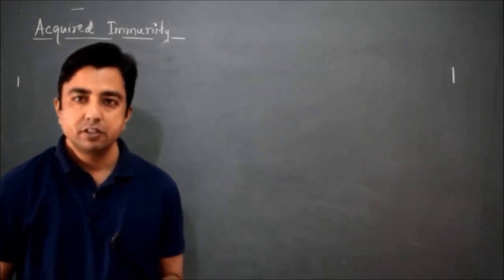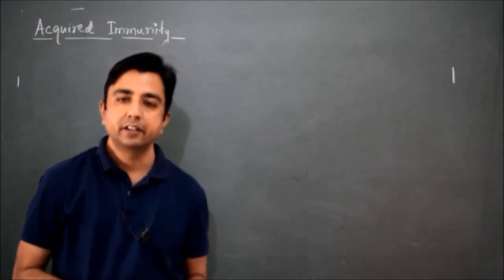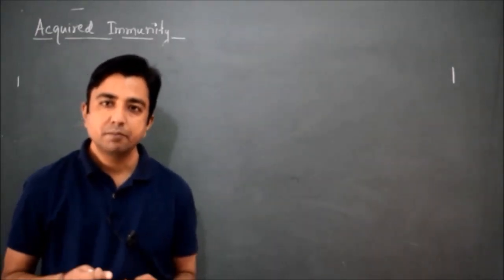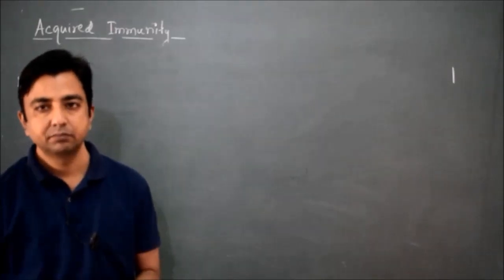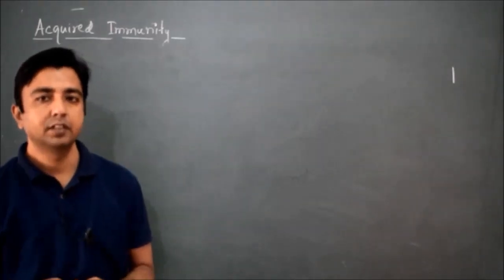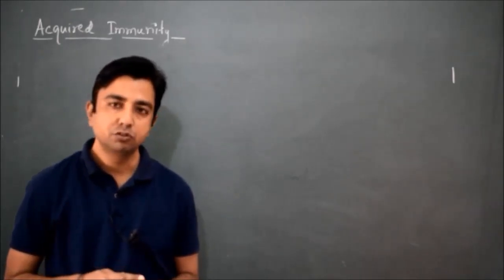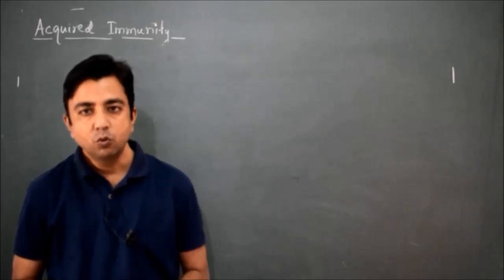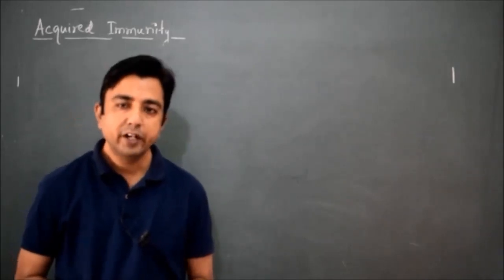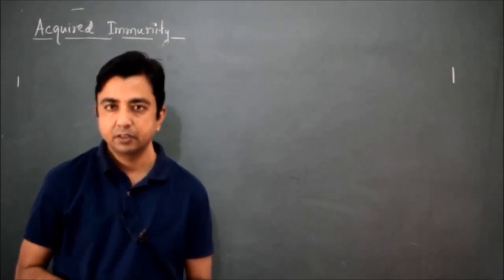Today we will be discussing acquired immunity. Unlike innate immunity, acquired immunity is not present right from the time a child is born. This kind of defense system is acquired by the body when the body is exposed to different kinds of pathogens. So what are the chief components or the chief cells involved in acquired immunity?